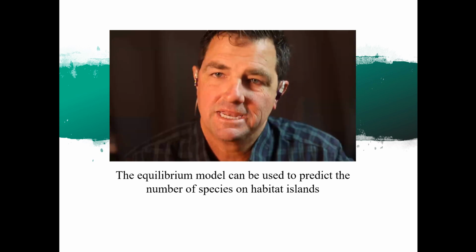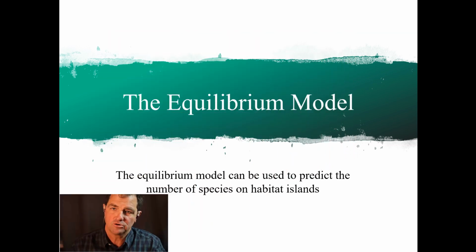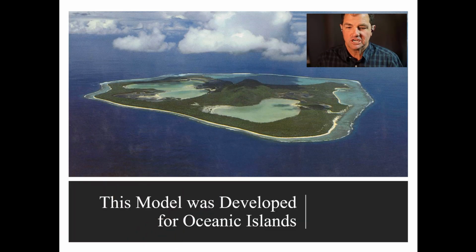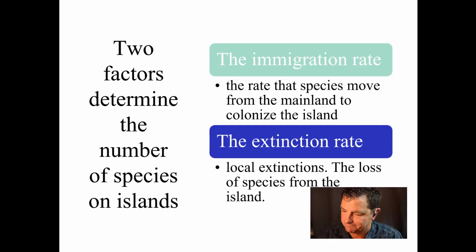All right, hi everybody. Today I want to talk to you about the equilibrium model for biogeography, and this model can be used to predict the number of species on habitat islands. Now, originally the model was developed for determining the number of species on oceanic islands, like this picture I showed you before, but it's applicable to conservation biology when we talk about our habitat islands that we mentioned before, with things like the formation of parks.